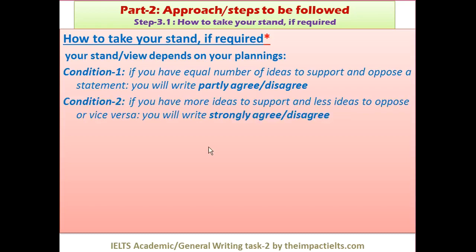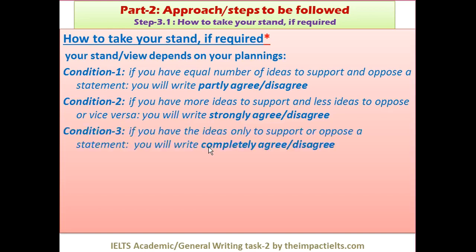Condition 2 is if you have more ideas to support or fewer ideas to oppose, or vice versa, right? For example, for one aspect you have got 2 ideas, for another aspect you have got only 1 idea, then your stand will be strongly agree or strongly disagree. So that was condition 2. Finally, if you have ideas only to support or oppose a statement, in that case, your stand will be completely agree or completely disagree.